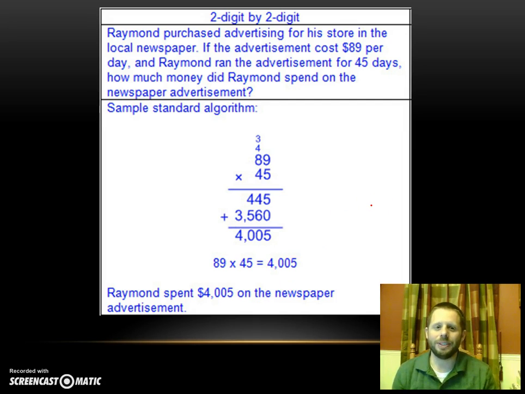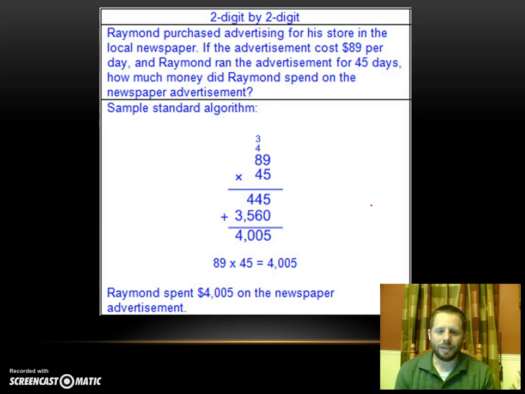So here we have a problem that says Raymond purchased advertising for his store in the local newspaper. If the advertisement cost $89 per day and Raymond ran the advertisement for 45 days, how much money did Raymond spend on the newspaper advertisement? Okay, so our clue here was the per day and how many days. So we are going to have to multiply that cost times the number of days, so 89 times 45.